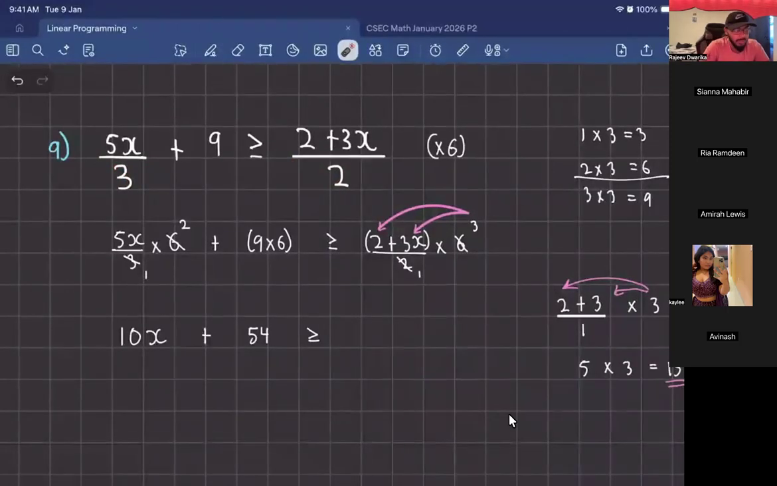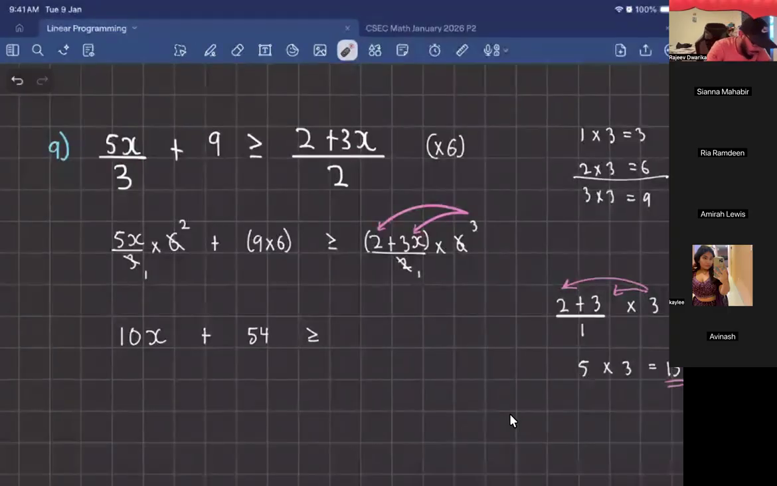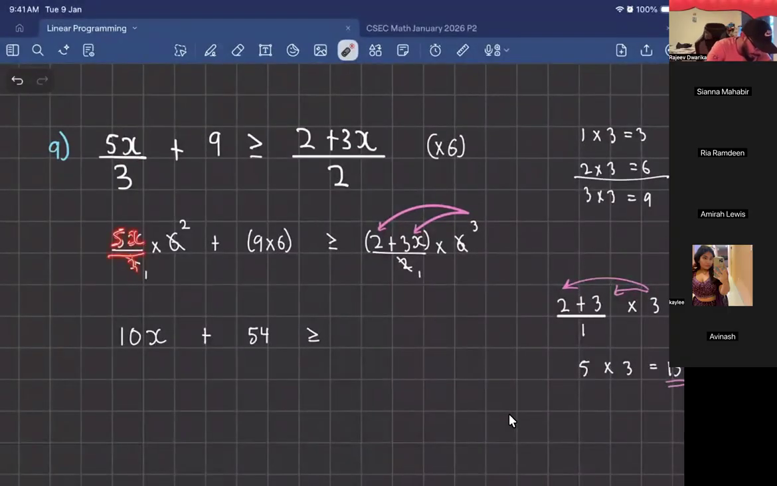Now, we said we didn't like fractions. We did not like fractions at all. So, to get rid of the fractions, you could multiply by the common LCM throughout. So Amira, what is the common LCM between 3 and 2? 6. So I multiplied every single term by 6. We ended up with 5x over 3 multiplied by 6. Now, if you notice, that could have simplified. Watch.